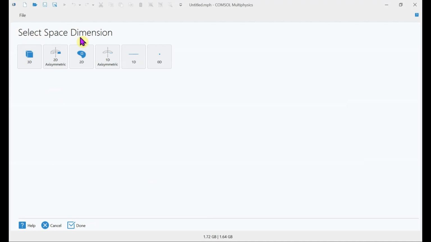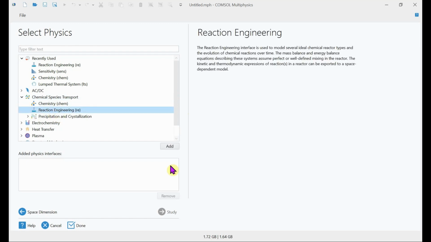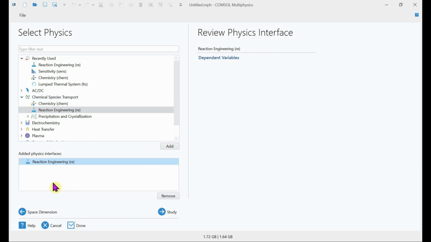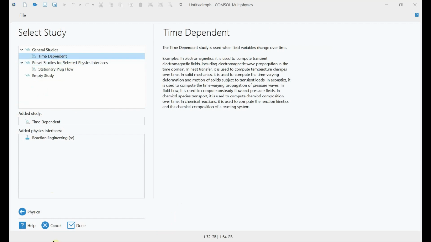The first step here is selecting the space dimension. Because our simulation is space independent, we click on 0 dimension. Then we need to add physics. Click on chemical species transport. We're going to use the reaction engineering module. Then we add it to the list of added physics interfaces below. By clicking this one, you can also remove the added physics. But I want to continue our study with this physics, and then I'm clicking on time dependent and done.